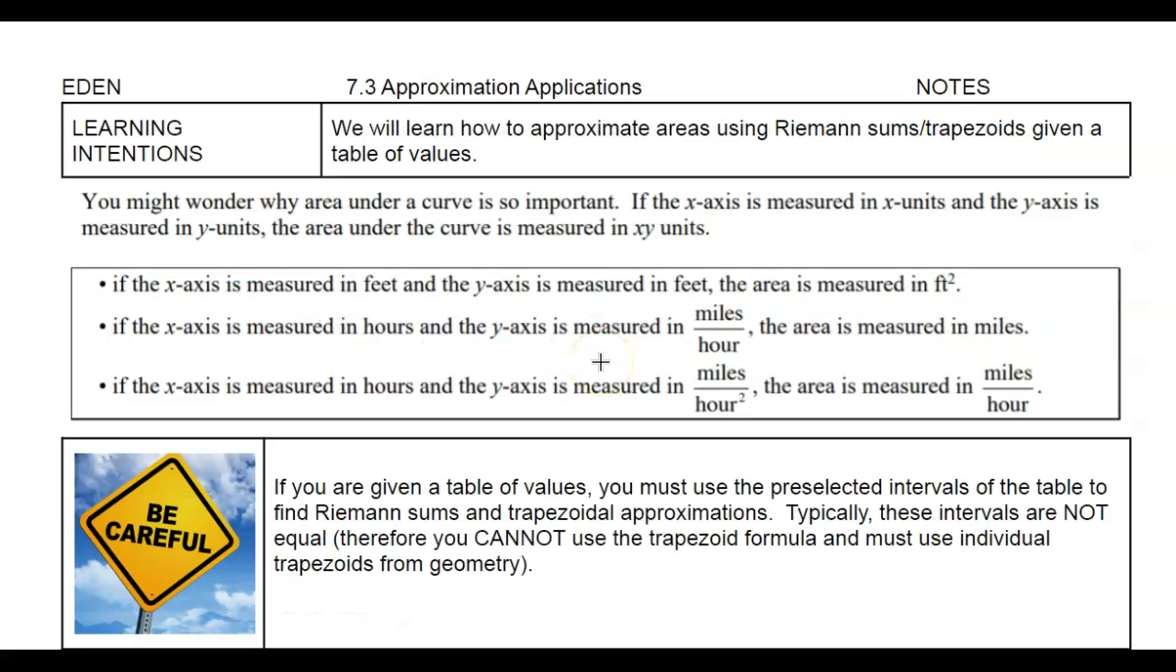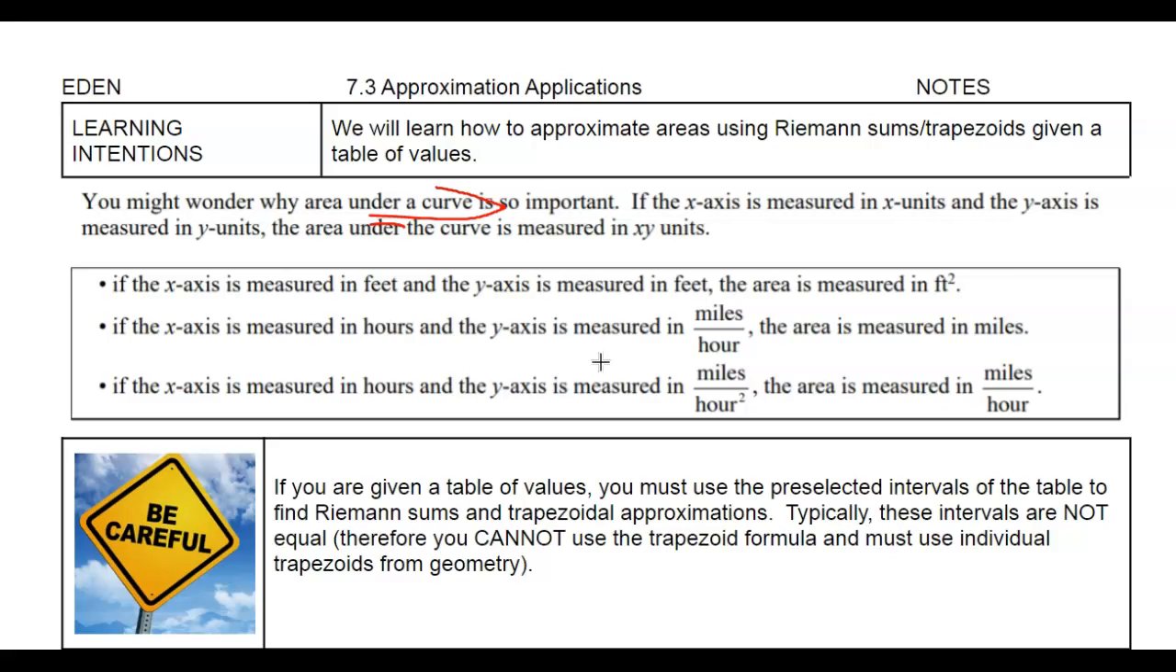All right, so the last section of our Unit 7 is going to be approximation applications. So this can include LRAM, RRAM, MRAM, and Trapezoid Rule. Okay, so you might wonder why the area under a curve is so important.